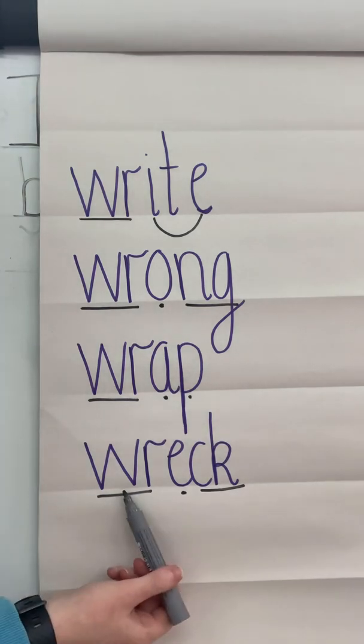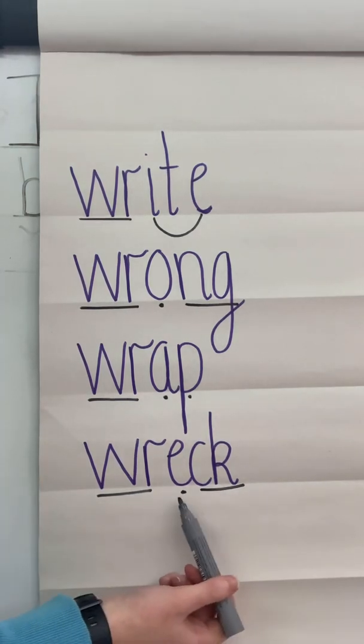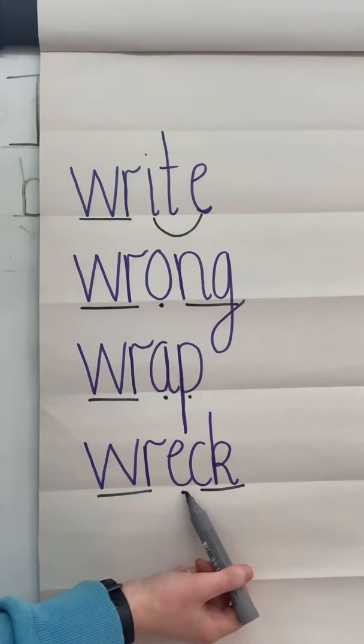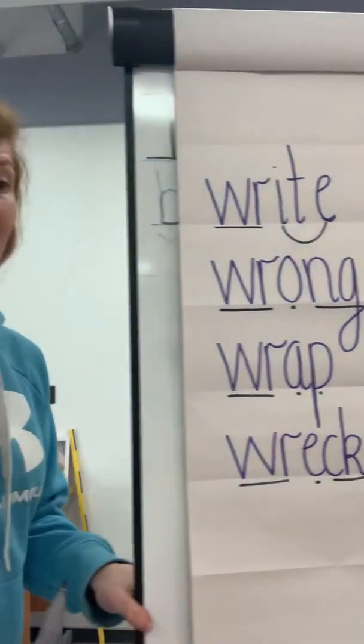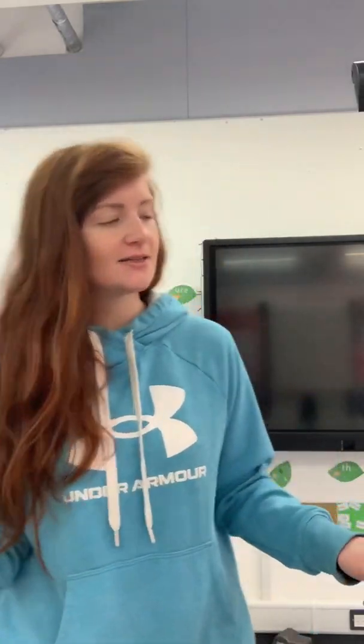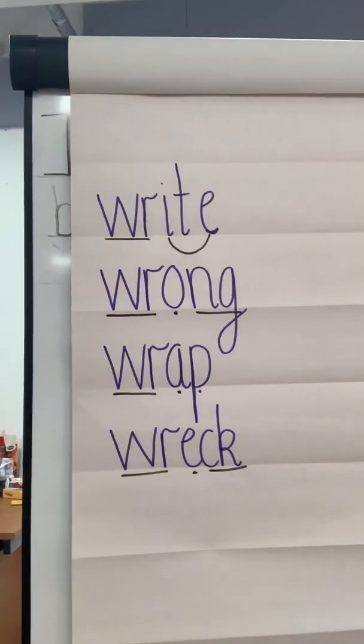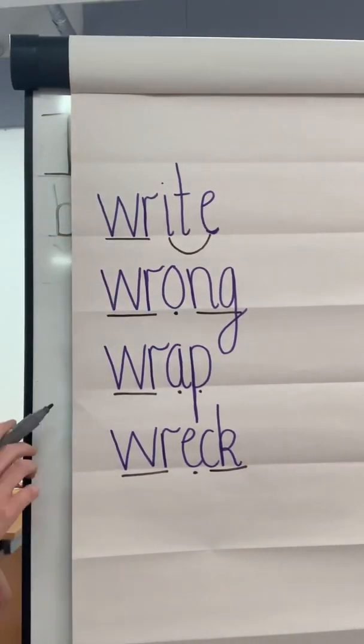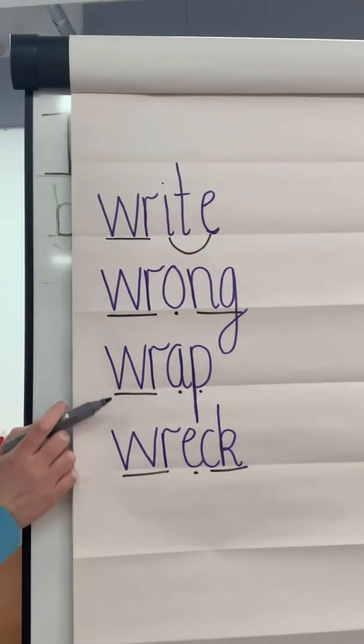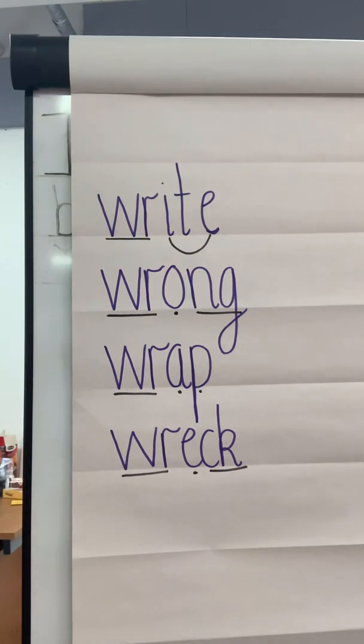Let's have a go. Ek. Wreck. As in my whole room was an absolute wreck, like a bomb site, because I forgot to tidy it up. Wreck. So we've got right, as in writing. You've got wrong, wrap, and wreck. And you can see here that it's the W and R making the sound, and that W and R is always at the beginning of those words.